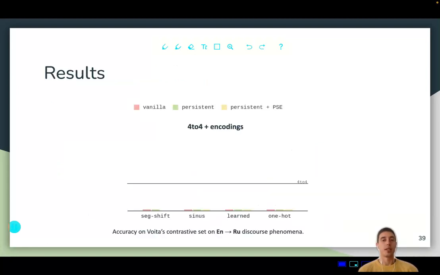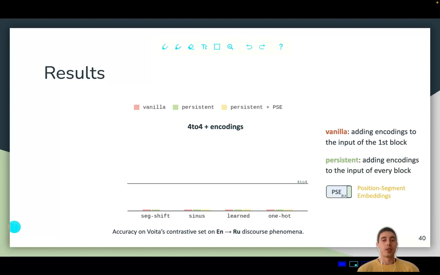We start with the English to Russian language pair, and we train different 4-to-4 systems with the various kinds of encodings that we have seen previously. We add this encoding to the transformer in different ways. The vanilla strategy is to simply add the encodings at the input of the transformer, as we do with the other embeddings. In the persistent case, in green, we are adding encodings to the input of every block in the transformer. And in the yellow case, we are both adding encodings persistently, and we are also merging them into the same vector with position embeddings.